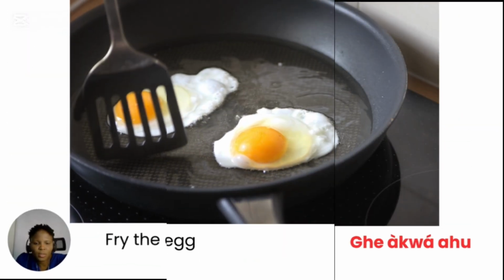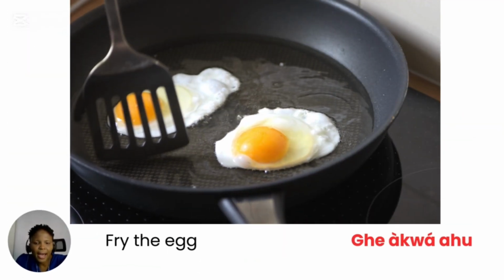Now let's look at this one. Say with me, ghee akwa ahụ. Fry the egg. That's what it means. Now, what does it mean to say fry the egg? In Igbo, we say ghee akwa ahụ. To ghee something is to fry. Then akwa is egg, as you know. Ghee akwa ahụ.